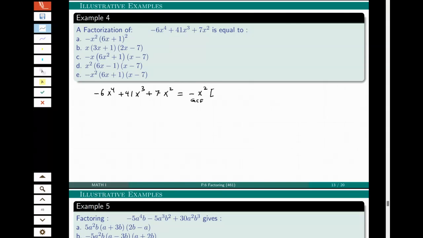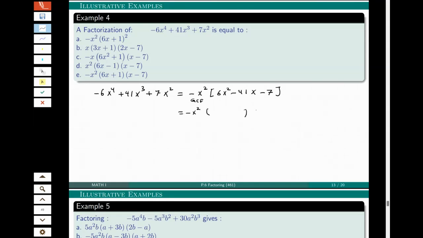So I will get 6x squared and minus 41x and minus 7. That's it. That's the first thing. So we complete again the factoring.